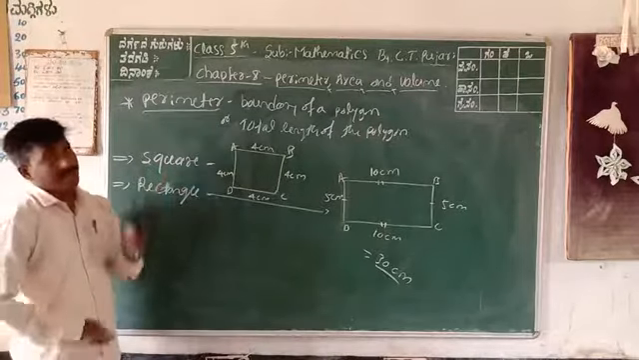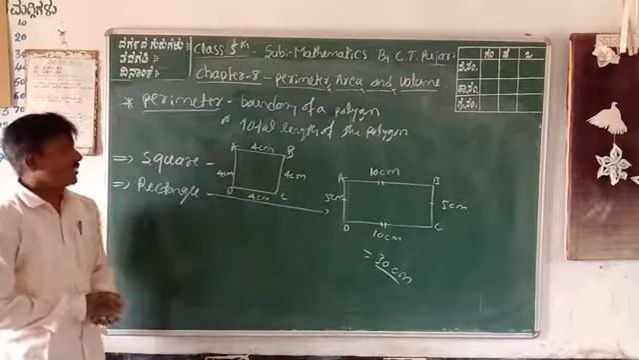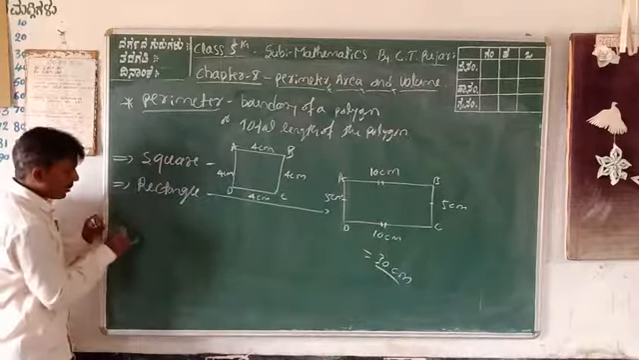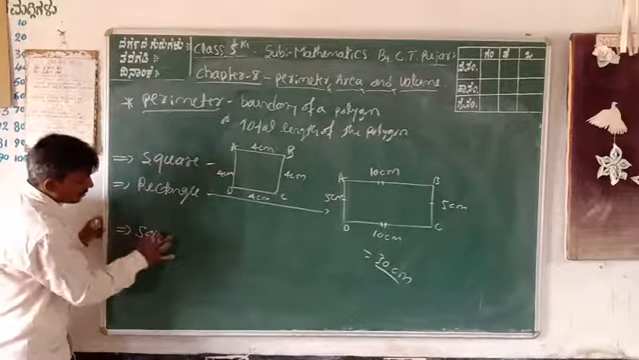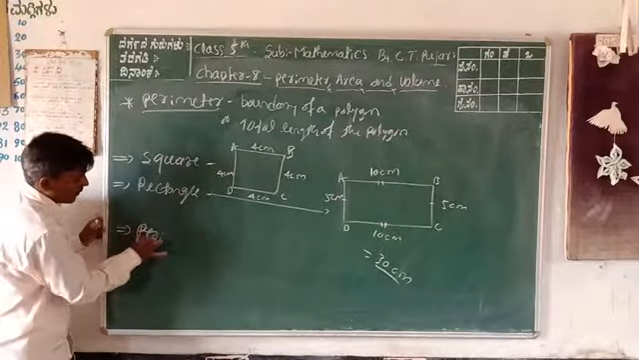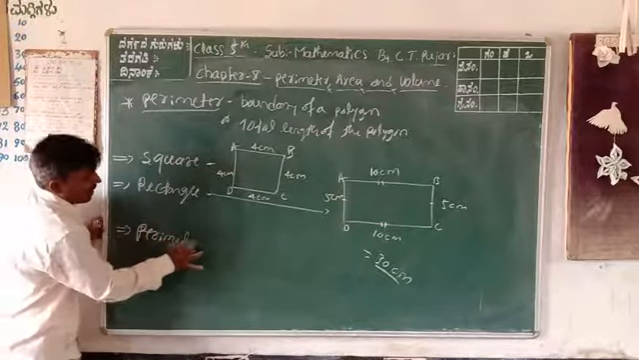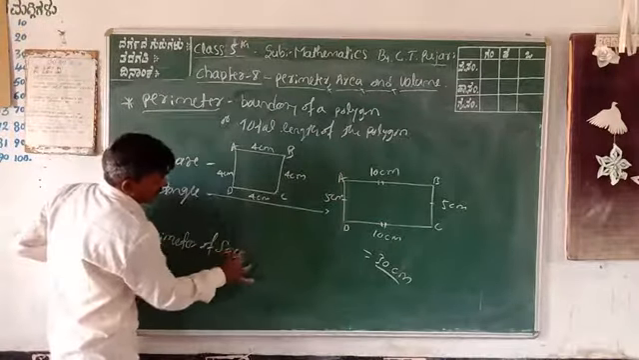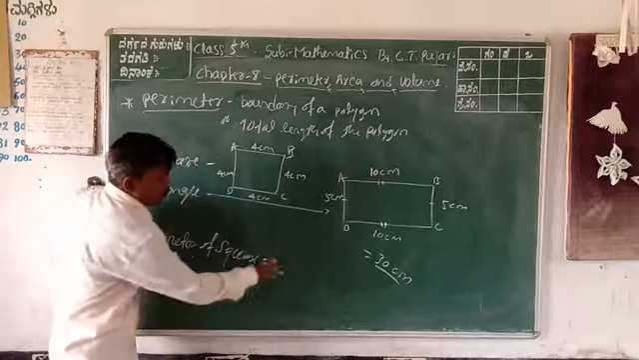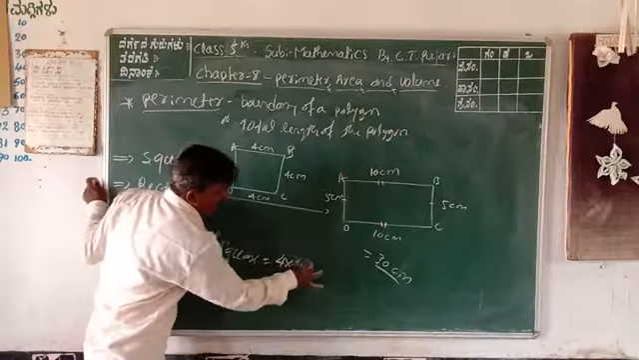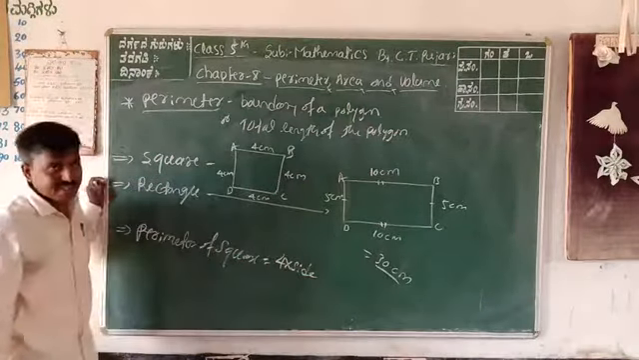Okay, in the perimeter, some formulas are here. The formula for the perimeter of a square: perimeter of square is equal to 4 into side. The formula is 4 into side.